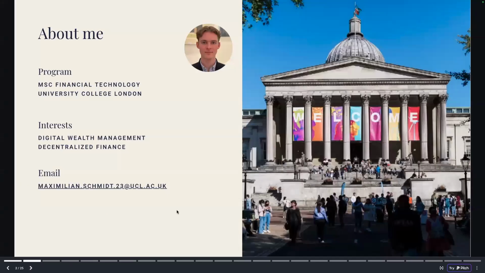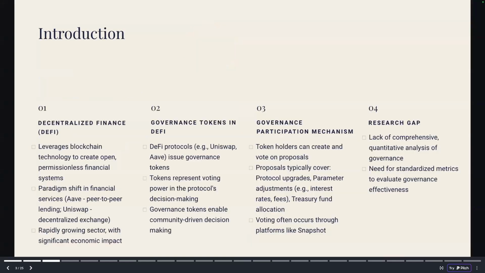A few words about myself. I'm studying here at UCL, doing the Financial Technology Masters. I grew up in Germany. My background is in information systems, and my interests are digital wealth management and decentralized finance. This is also the reason why I chose this project in the end. So let's start with a short introduction.